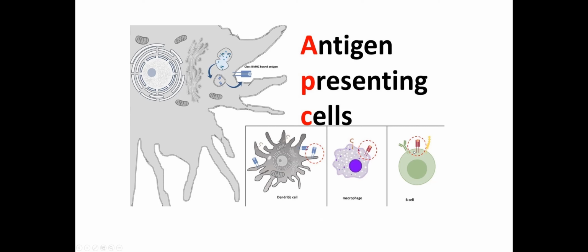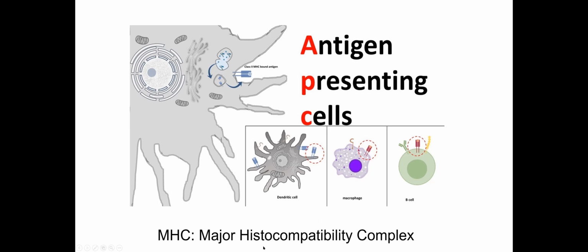Now, this antigen, the fragment, can be very small. If it's very small, then it's difficult to show off. That's why you need to have some helper protein, a holder protein. This holder protein is called MHC. MHC is major histocompatibility complex. Histo means tissue. Compatibility is whether we can accept it or not. So this is an important molecule for transplant of organs.